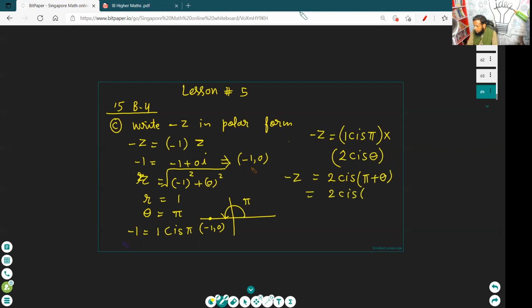Is this fixed? Is negative z always 1 cis pi? Yes, it is fixed, but you should not memorize it. You should memorize the concept. You should know how to find it. You should expand it, and you should find the angle and find the r value. Because this is also in the second quadrant, in the second quadrant you can also use this formula: theta is equal to pi plus phi. Clear?